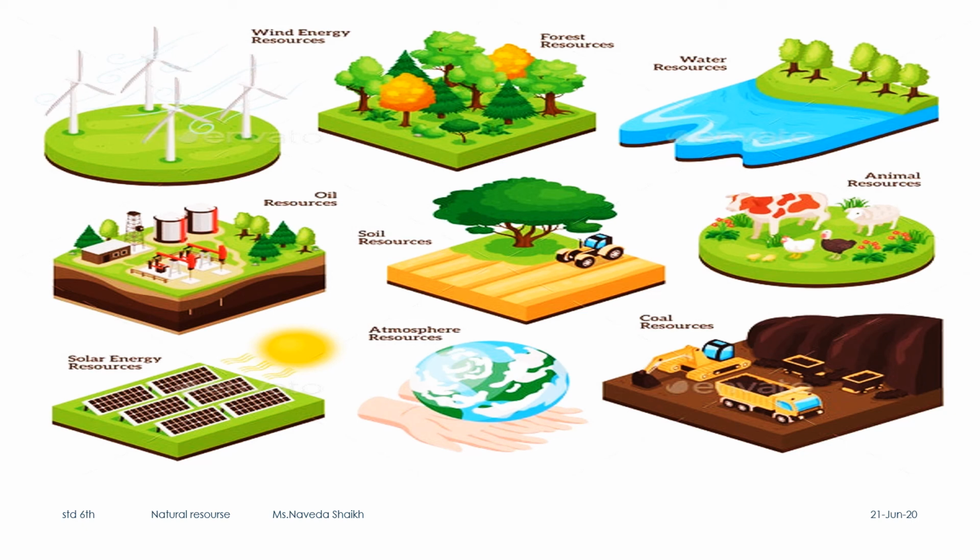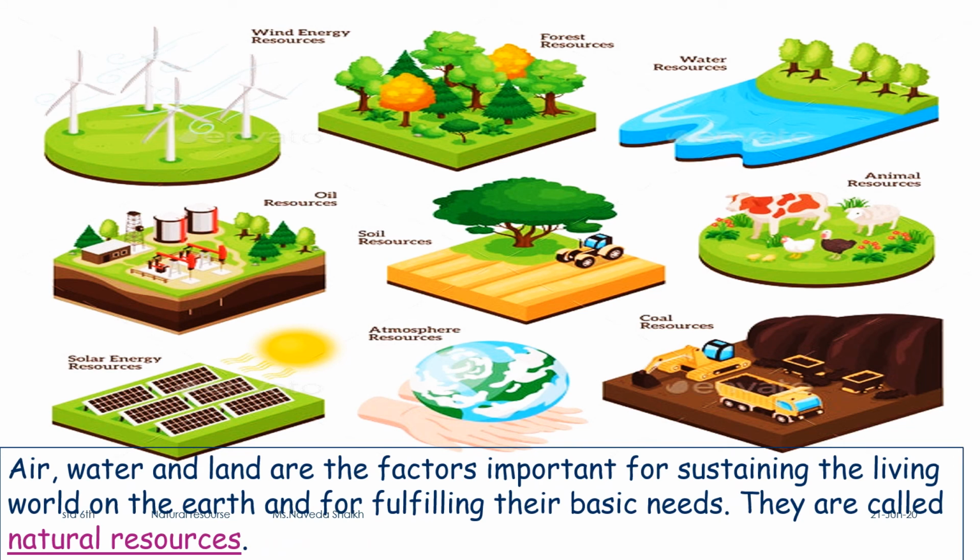Okay, so it is extremely important that air, water and land, these are a few factors which are important for the sustaining of life on the planet earth, and it helps to fulfill our basic needs. Like you need food for survival, you need water for your survival, you need plants, you need animals. So all these things are present in our planet itself. Naturally it is present, and you have to be very careful while using these resources because they are naturally present, but some of them can get extinct as well.